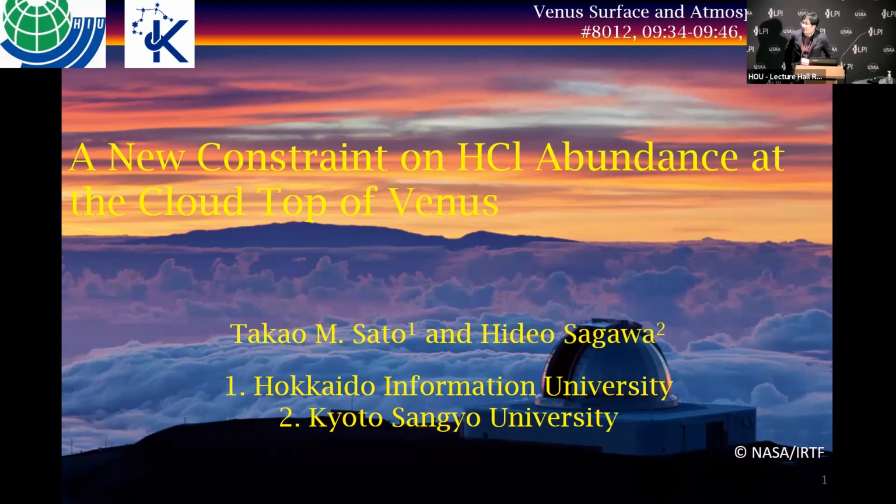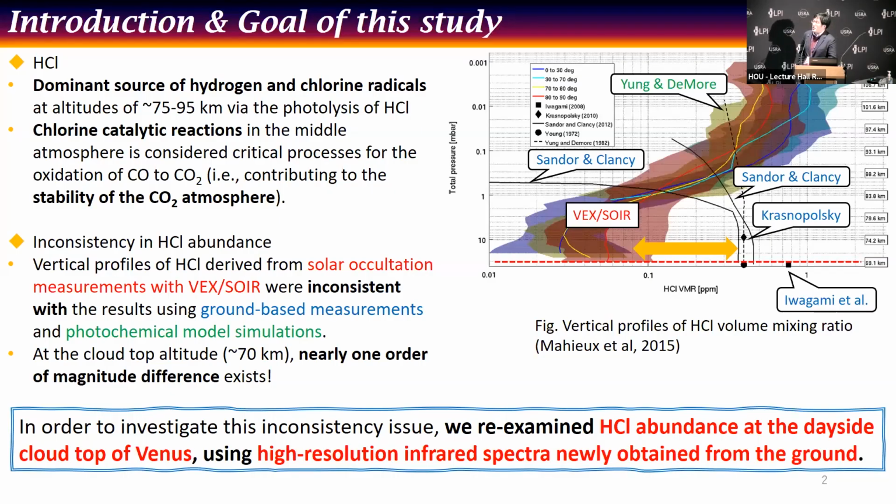In this talk, I'd like to talk about our recently published work related to hydrogen chloride abundance at the cloud top of Venus. Hydrogen chloride is a dominant source of hydrogen and chlorine radicals in the middle atmosphere via the photolysis of HCl. And chlorine catalytic reactions in the middle atmosphere are considered a critical process for the oxidation of photochemically produced CO to CO2. So chlorine chemistry contributes to the stability of the CO2 atmosphere.